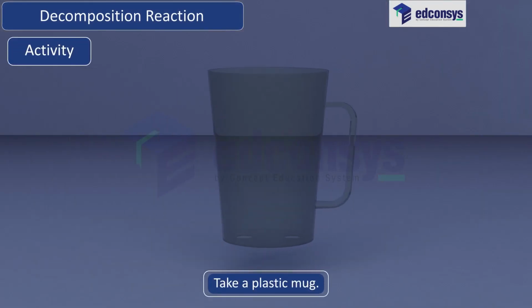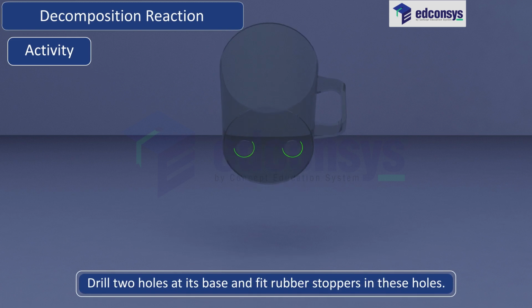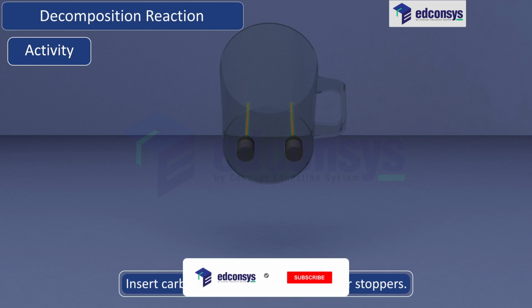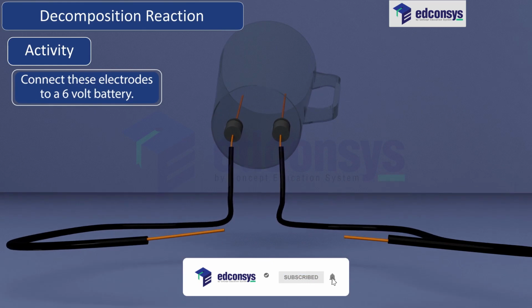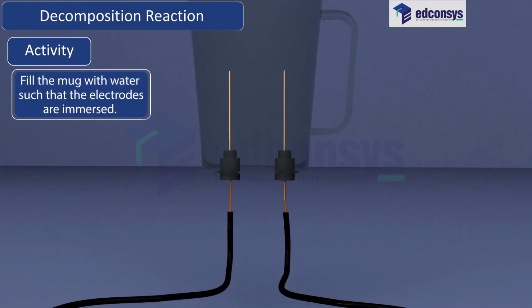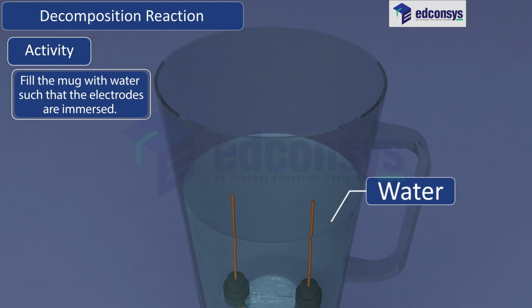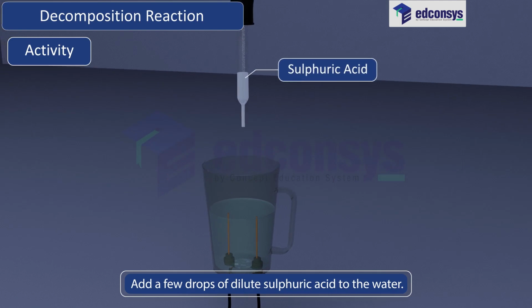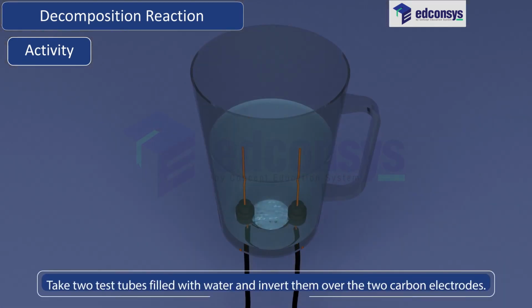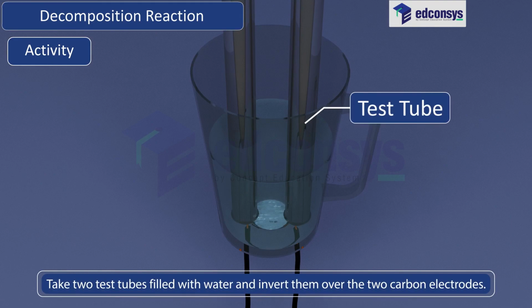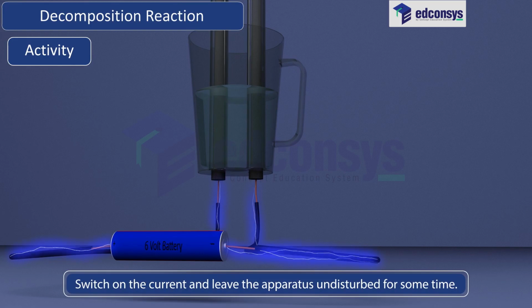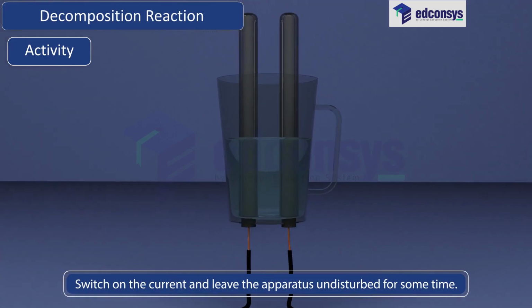Activity: take a plastic mug. Drill 2 holes at its base and fit rubber stoppers in these holes. Insert carbon electrodes in these rubber stoppers. Connect these electrodes to a 6-volt battery. Fill the mug with water such that the electrodes are immersed. Add a few drops of dilute sulfuric acid to the water. Take 2 test tubes filled with water and invert them over the 2 carbon electrodes. Switch on the current and leave the apparatus undisturbed for some time.